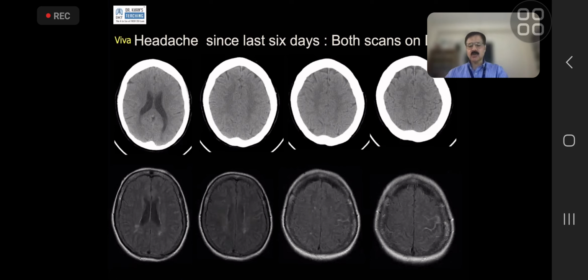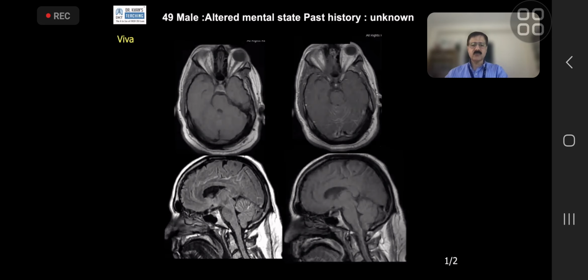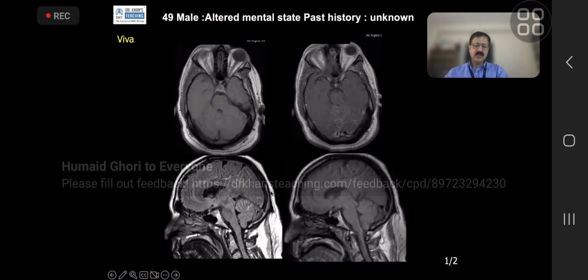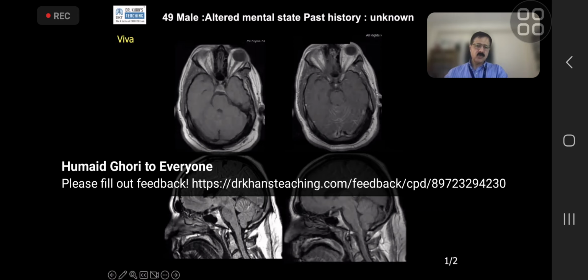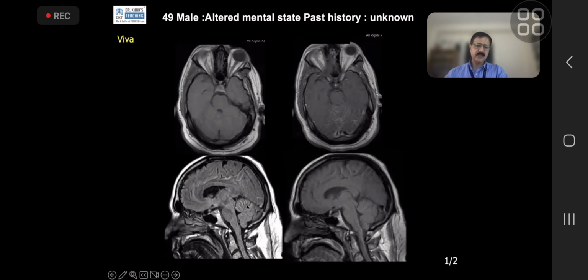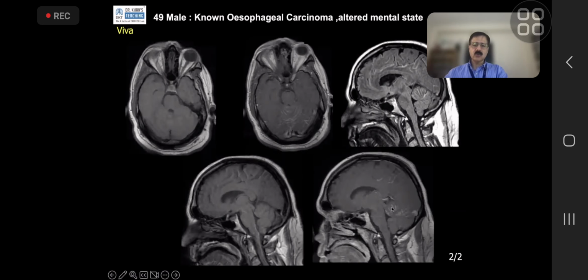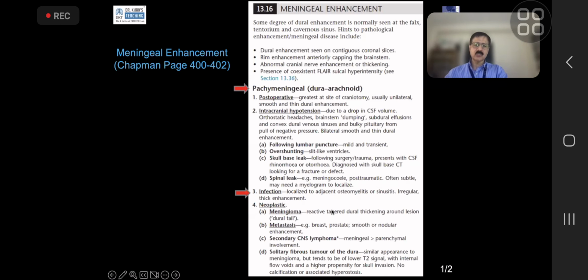So you ask for contrast. Contrast is very important. Look at this case. On the FLAIR, we can see these high signal intensity foci around the cerebral folia, as well as upstairs in the cerebrum. Then we give contrast and there is enhancement. And look at this enhancement. This was an esophageal tumor and carcinomatosis actually.